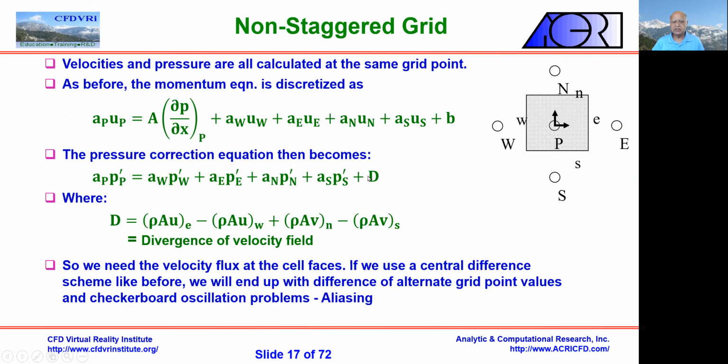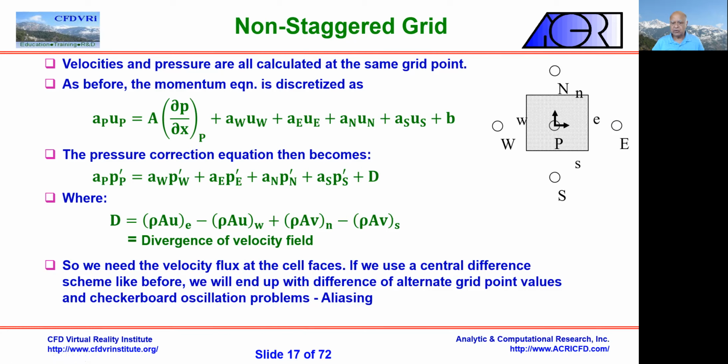So this is the equation for that, and D is again this one. So the pressure equation becomes this, where D is the divergence. So it's the same equation, except the definition is somewhat different because of the co-located grid. So now we need velocity at these cell faces, right?